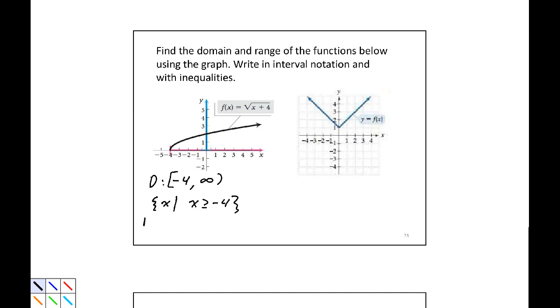Now the range, the lowest this function gets is 0, so we would include 0, and it continues increasing forever, so close parentheses, and this would be y such that y is greater than or equal to 0.